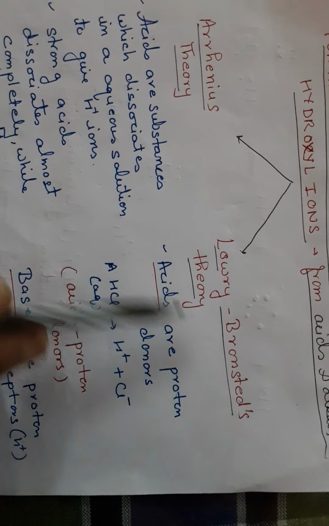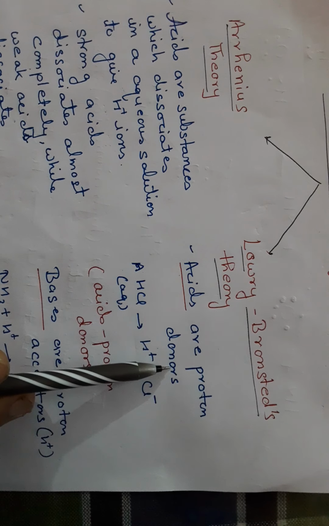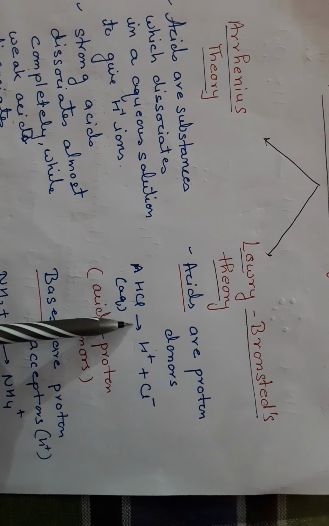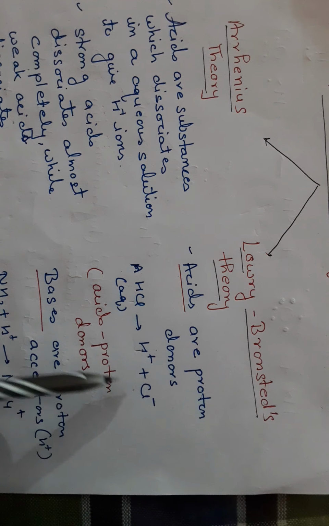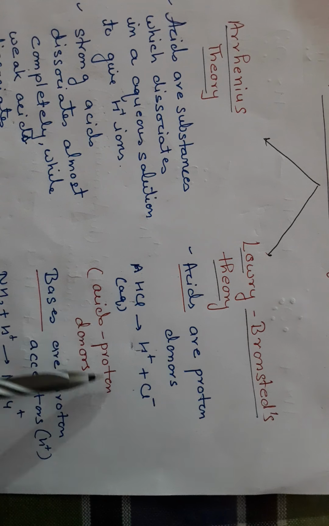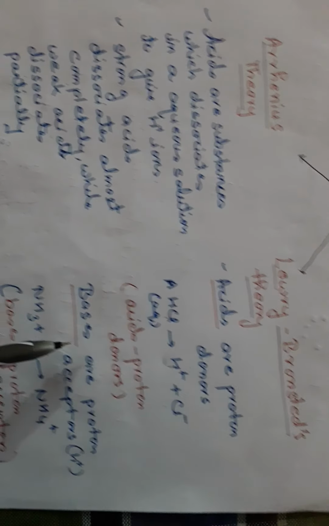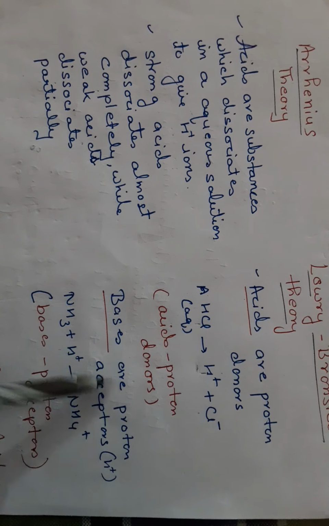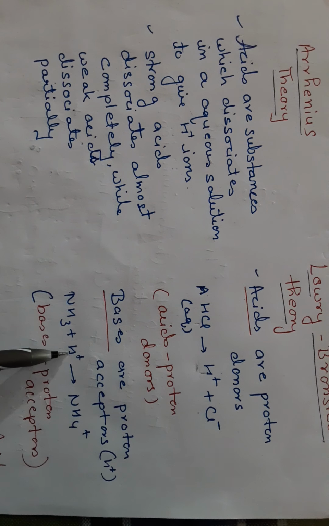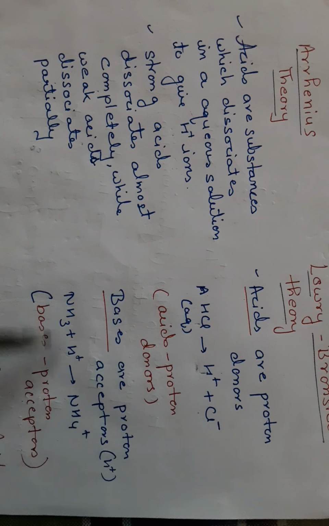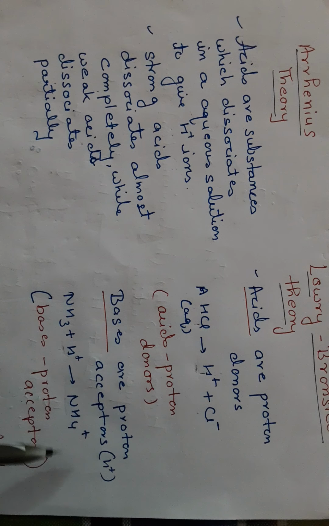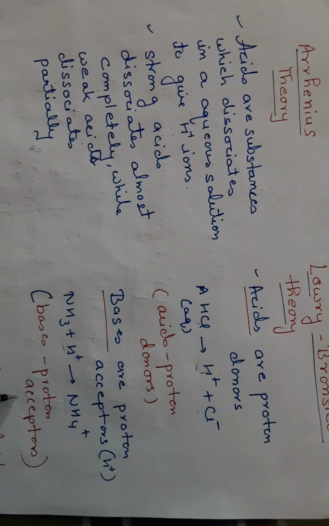According to Lowry-Brønsted theory, acids are proton donors. Example I have given here: HCl in aqueous solution dissociates to form H plus ions and chloride ions, and here H plus is given. So acids are proton donors. Bases are proton acceptors. Ammonia accepts the proton and forms ammonium ion. So bases are proton acceptors.